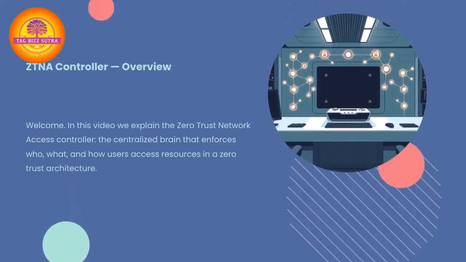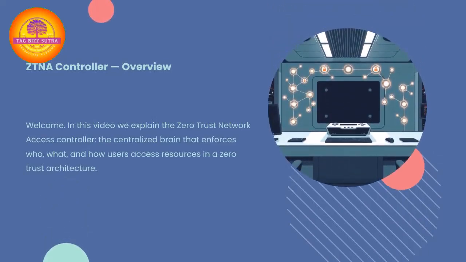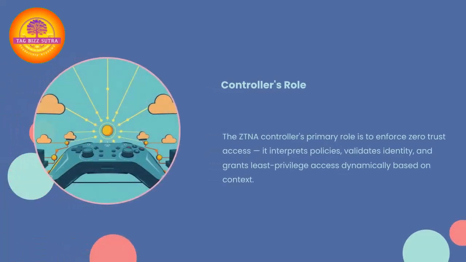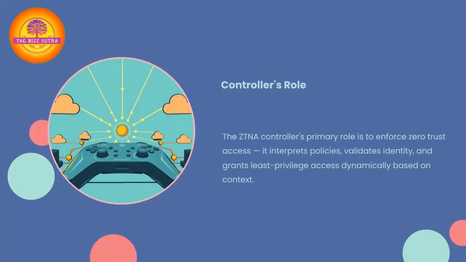Welcome. In this video we explain the Zero Trust Network Access Controller, the centralized brain that enforces who, what, and how users access resources in a Zero Trust architecture. The ZTNA controller's primary role is to enforce Zero Trust access. It interprets policies, validates identity, and grants least privilege access dynamically based on context.